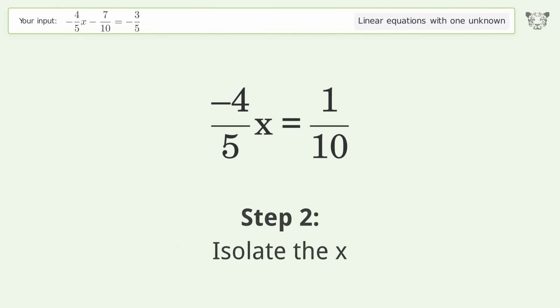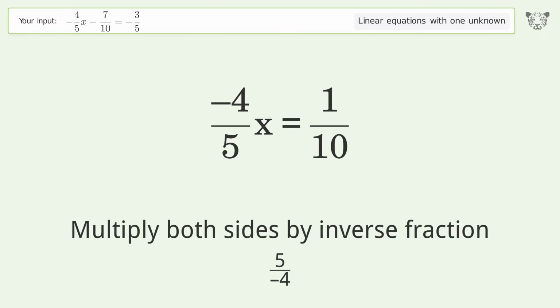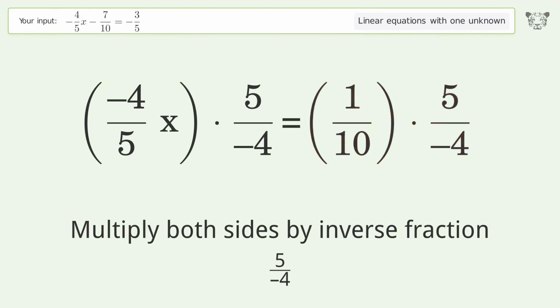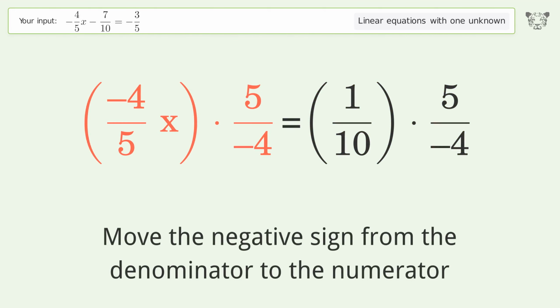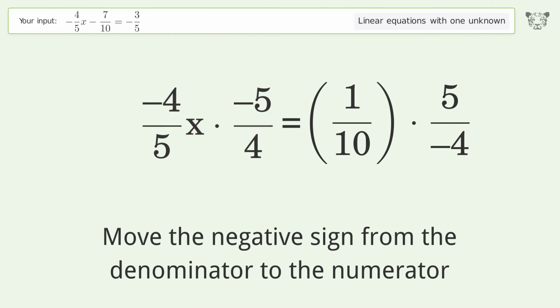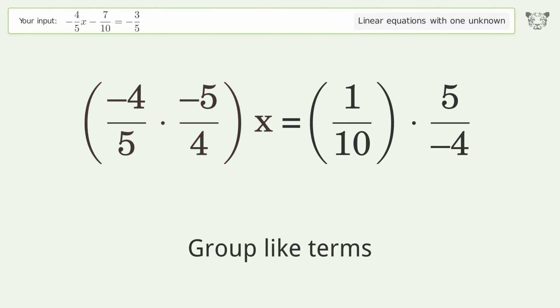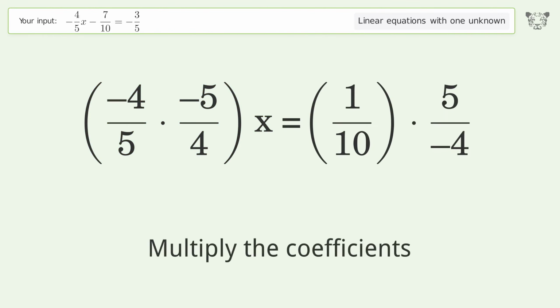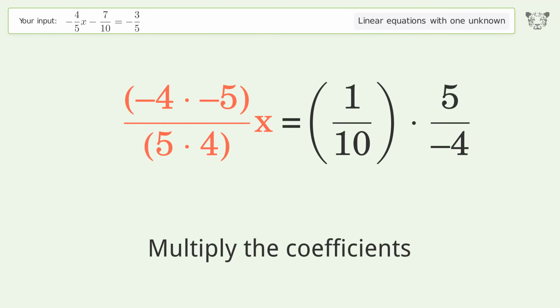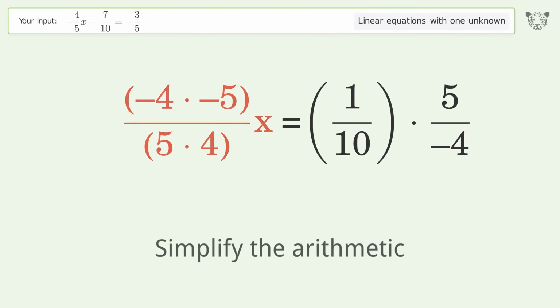Isolate the x. Multiply both sides by inverse fraction 5/-4. Move the negative sign from the denominator to the numerator. Group like terms. Multiply the coefficients. Simplify the arithmetic.